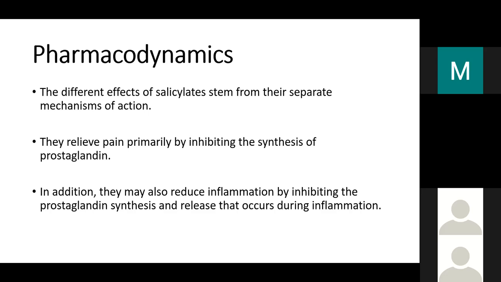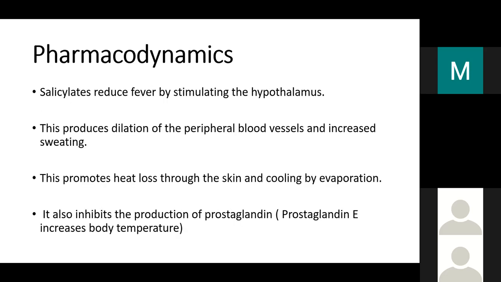So what aspirin and its other relatives do is inhibit the synthesis of these prostaglandins. So this is what will curtail the inflammatory process. Now, they reduce fever by stimulating the hypothalamus, in addition to reducing the production of the prostaglandins.